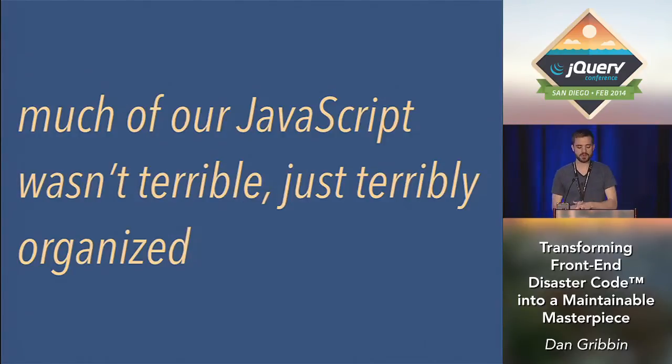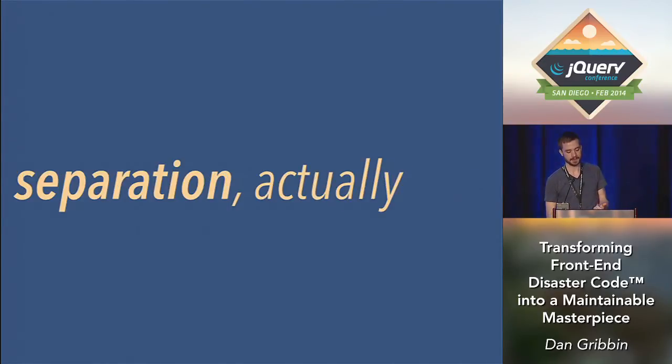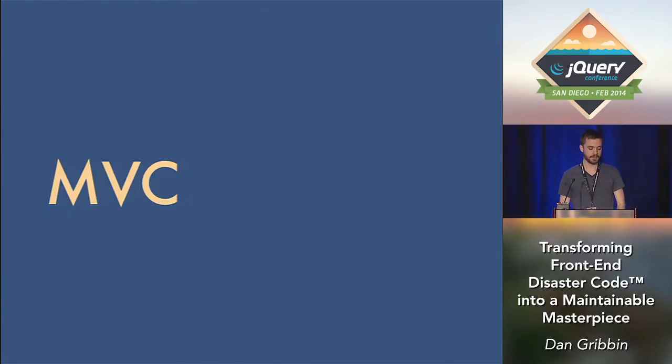And as we investigated, we found that for as much of our JavaScript actually sucked, some of it wasn't so terrible, but all of it was terribly organized. And this is what made our code base so unmaintainable in the first place. So organization was a top priority for our new effort, and separation was key to that organizational process. So after several design meetings and lots of discussions, we decided that MVC was going to be a good decision for our front end.